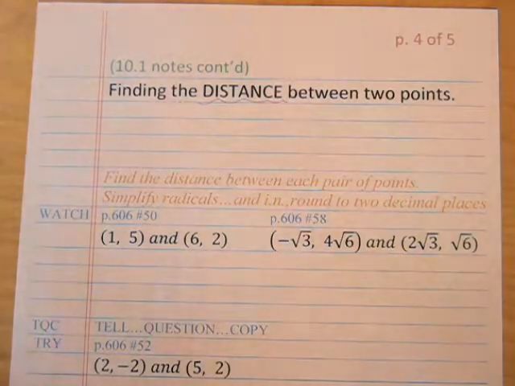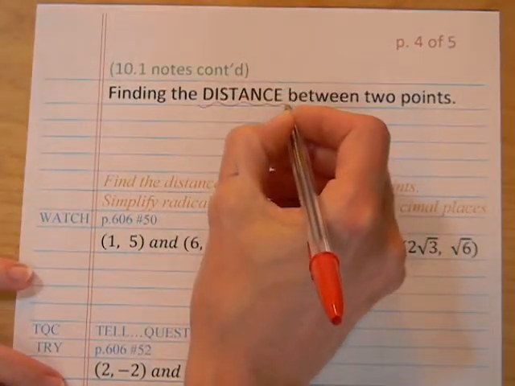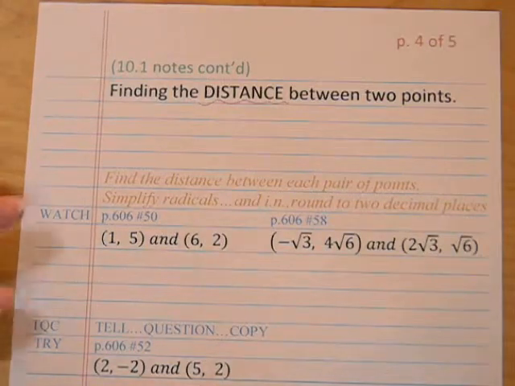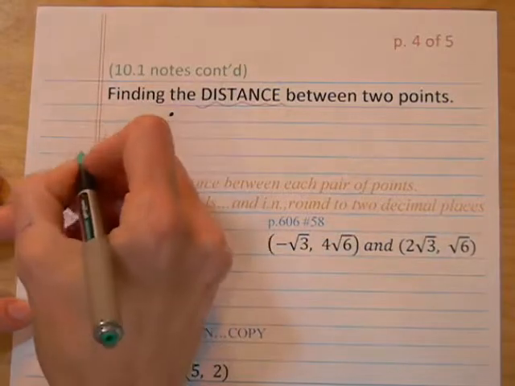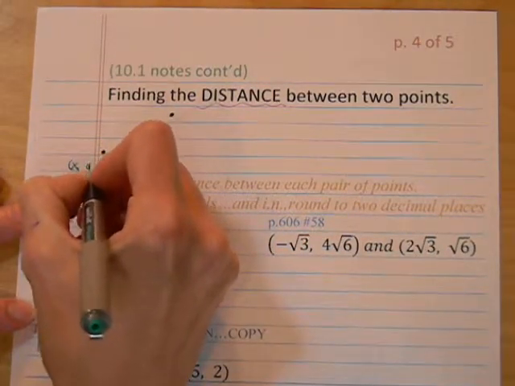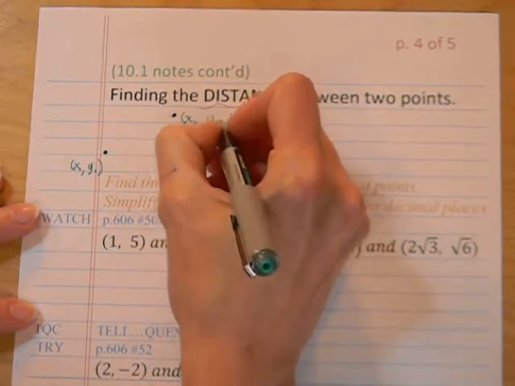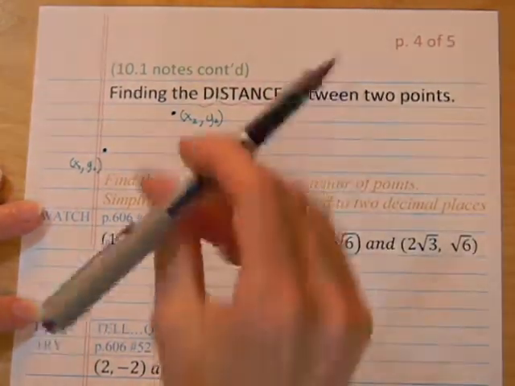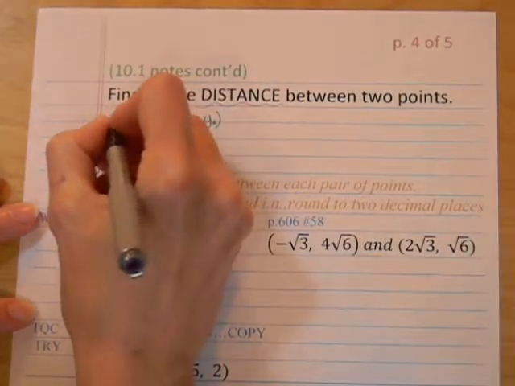Alright, at the top of page 4 then, continuing in 10.1, we can use the Pythagorean theorem, which allows us to then use the square root property to solve it. But we're using the Pythagorean theorem so you can find the distance between 2 points. So let's say you had 2 points. We'll call the first one x1, y1, talking about 2 points on a graph here. And the second one we'll call x2, y2. And we're interested in finding the distance between the two.